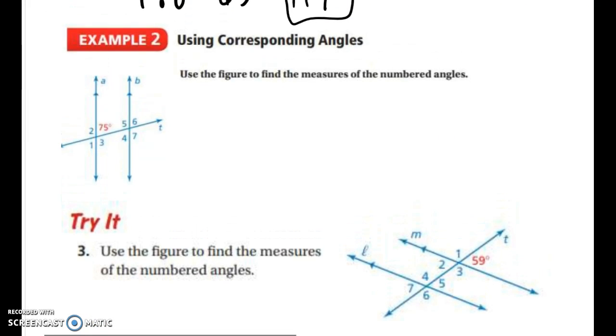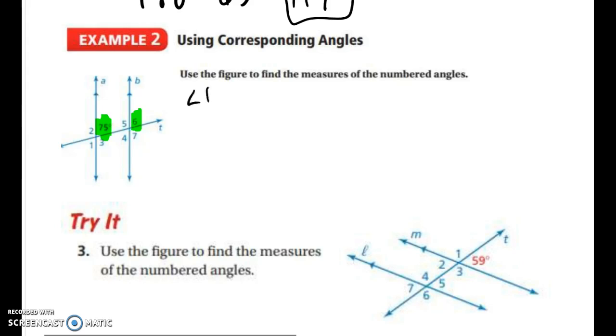All right, example 2, using corresponding angles. So we're going to use the figure to find the measures of the numbered angles. We're going to find angles 1, 2, 3, 4, 5, 6, and 7 just by knowing that this is a 75-degree angle. So we know that right here corresponds with number 6 because they're both in the top right corner of our two lines.